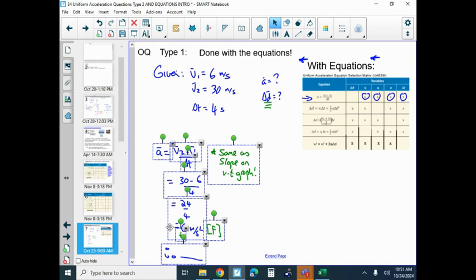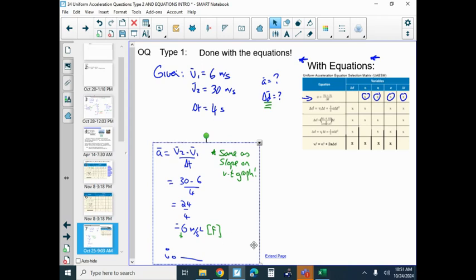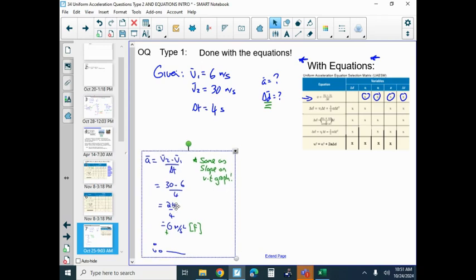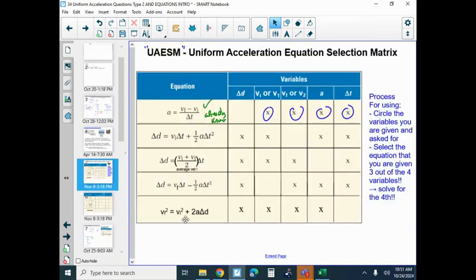Displacement is substantially different, though. Well, yeah, it's the way it feels like you're going about it feels different, at least. So let's look at the selection matrix here.